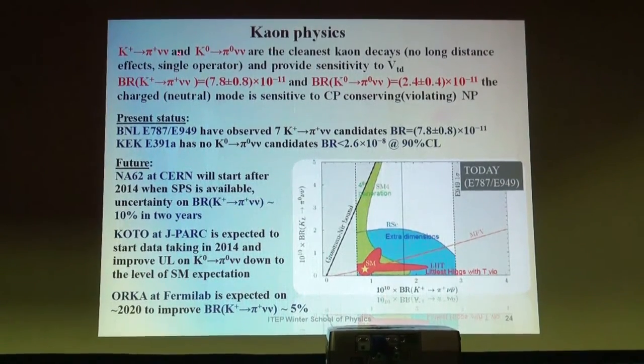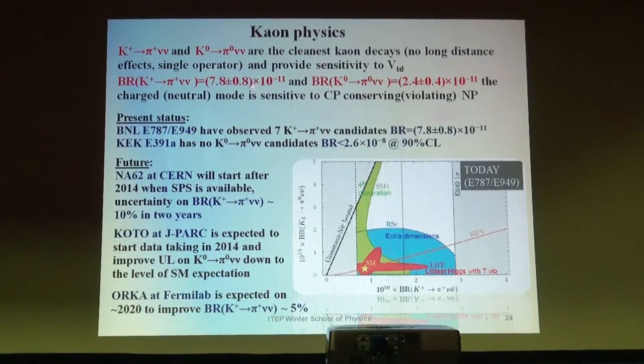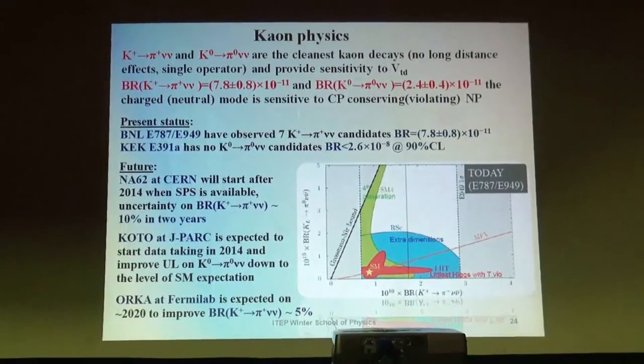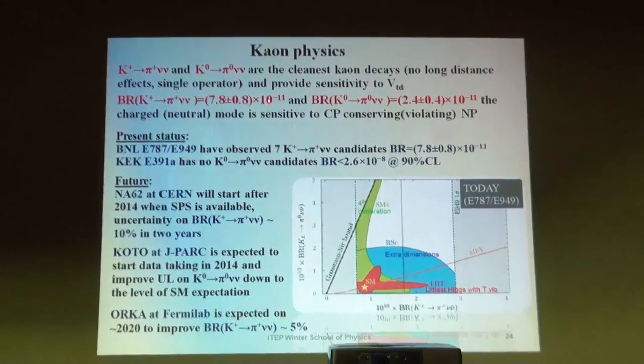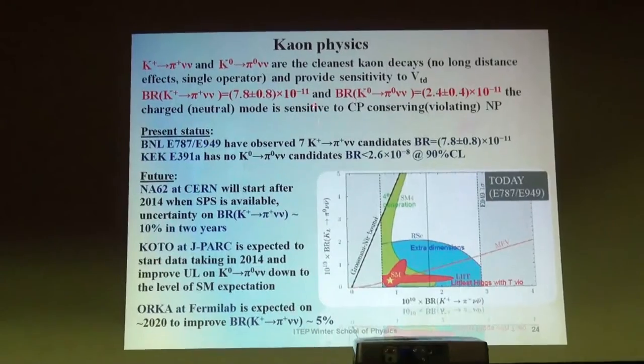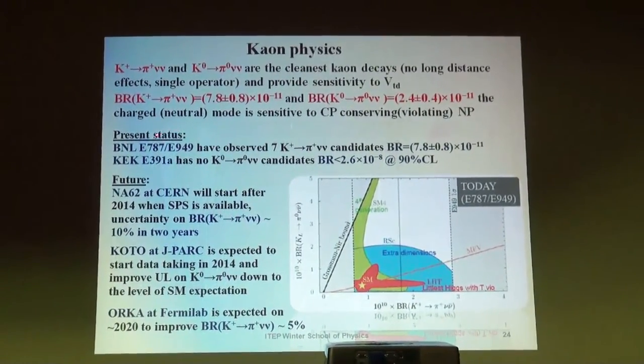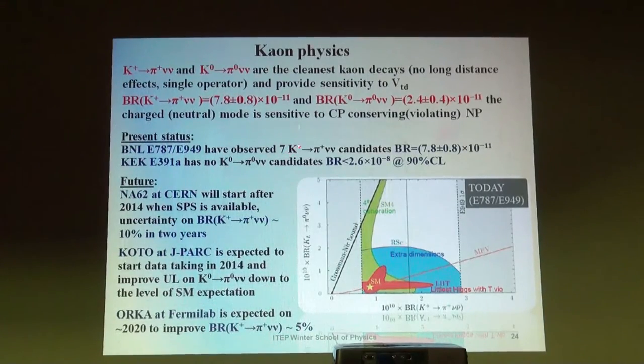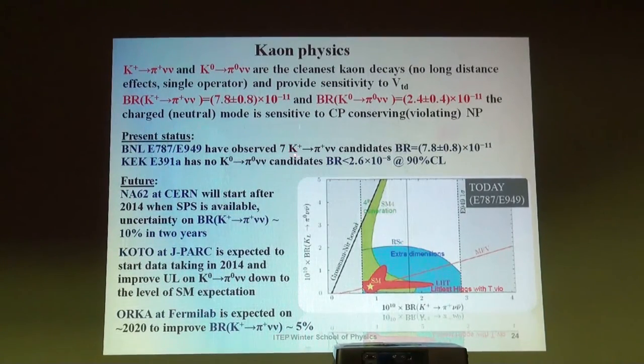But it's very difficult experimentally because of the two neutrinos, and the branching fraction is very small, 10 to the minus 11. You should find the signal on a background which is initially 10 orders of magnitude larger. It's very difficult. The present status is that some hint of observation of this decay, K plus to pi plus two neutrinos, was found at BNL, and they have only 7 events with some background.